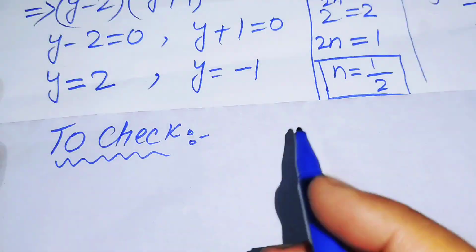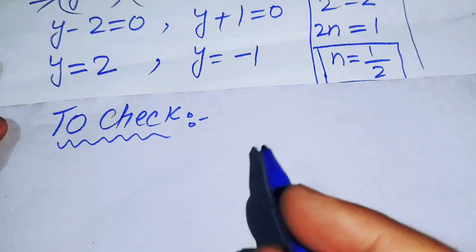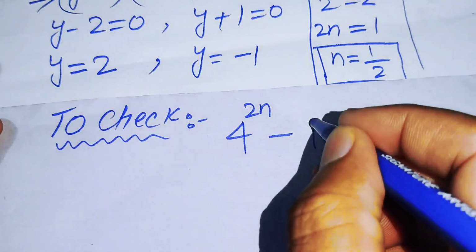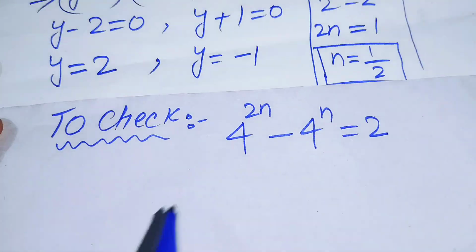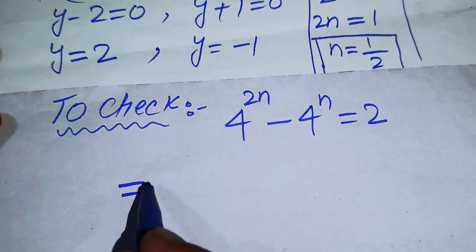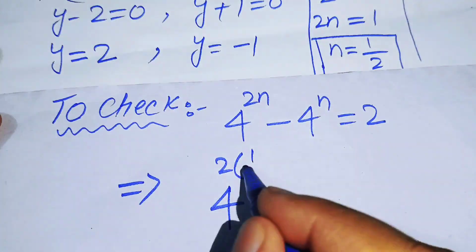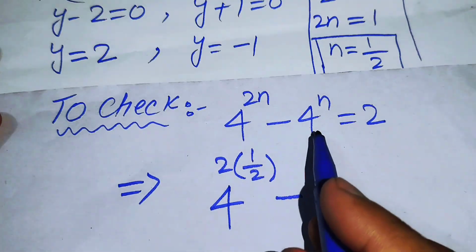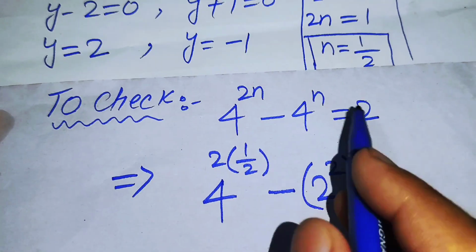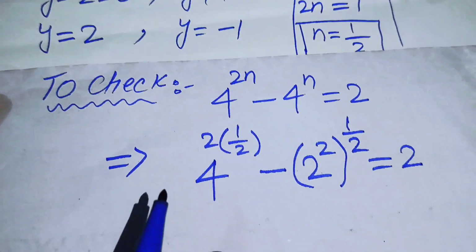Now we check our answer. Does n is equal to 1 over 2 satisfy the given question or not? So here we have the given question statement, which is 4 to the power of 2n minus 4 to the power of n is equal to 2. So here I can just put n is equal to 1 over 2, and you see that we get 4 to the power of 2 times 1 over 2 minus, here you have 4 and we will write it as 2 to the power of 2, and here you have n, and n is equal to 1 over 2.